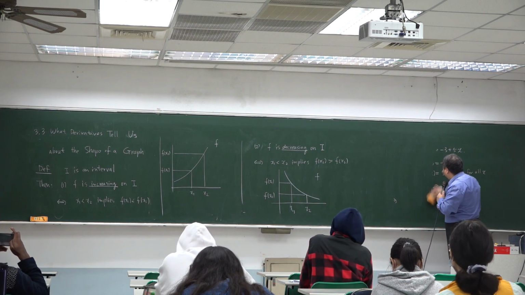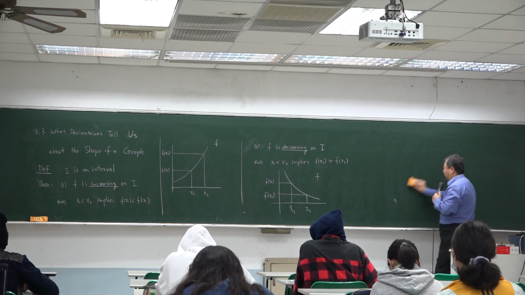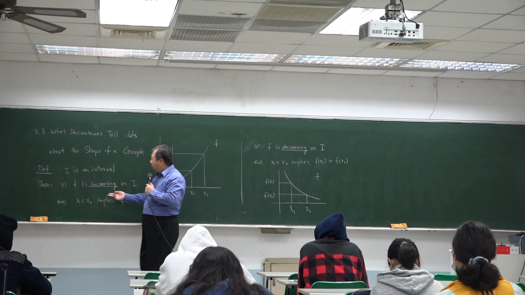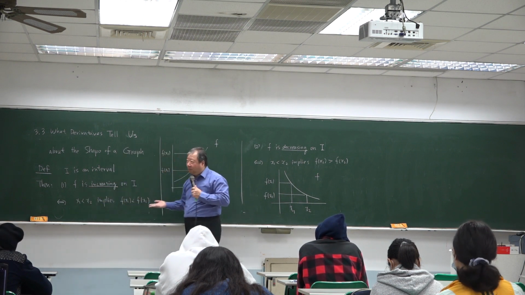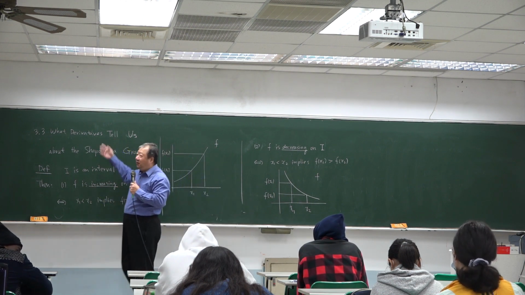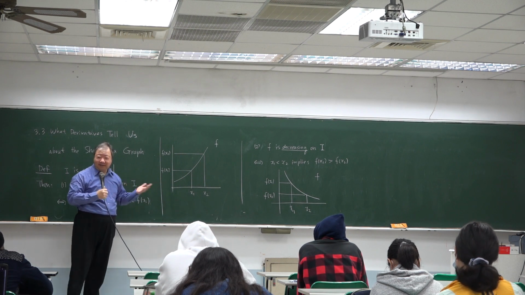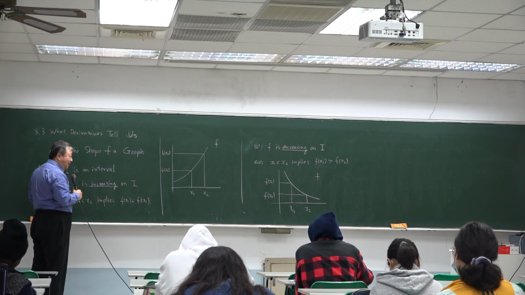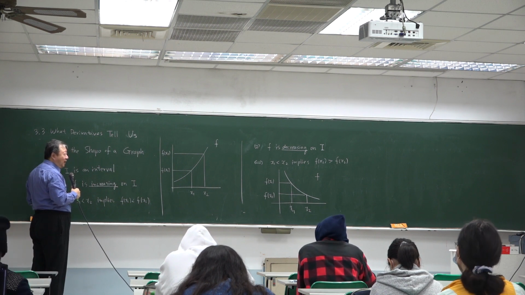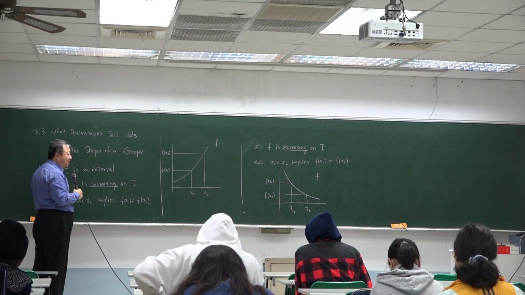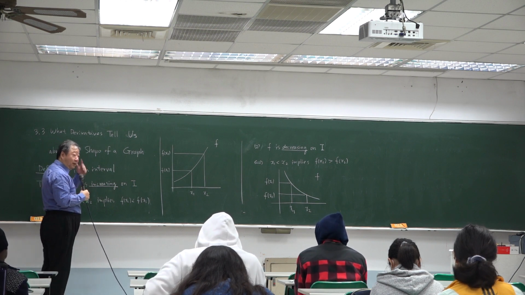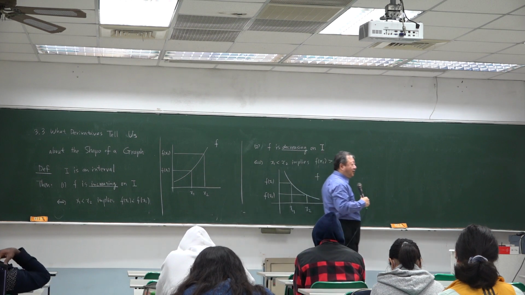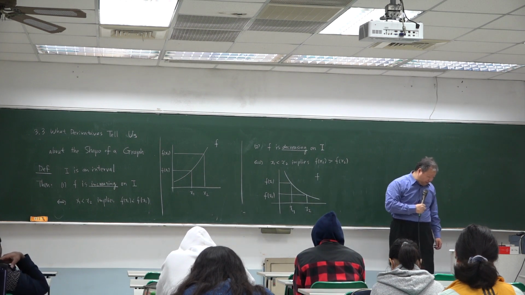Now suppose further that the real-valued function f is differentiable, whose derivative exists. Then what can the derivative say about the shape of this function, meaning increasing or decreasing? So the next theorem is called the increasing-decreasing theorem, or monotonicity test.